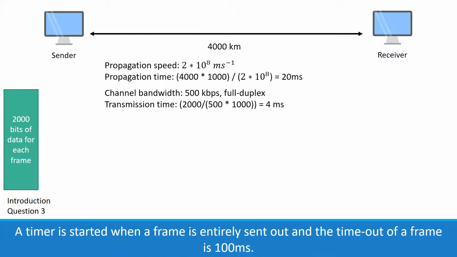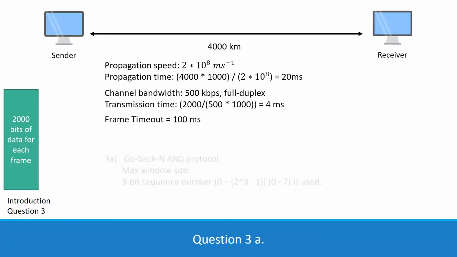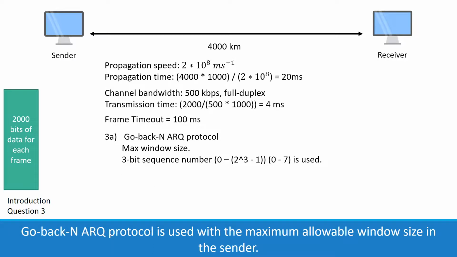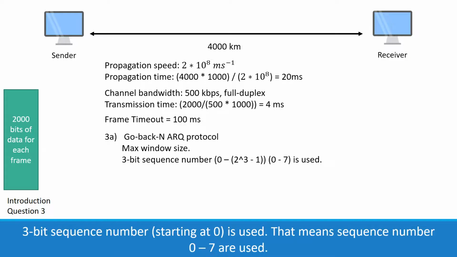A timer is started when a frame is entirely sent out and the timeout of a frame is 100 milliseconds. Question 3a. Go-back-N ARQ protocol is used with the maximum allowable window size in the sender. A 3-bit sequence number, starting at 0, is used. That means sequence numbers 0 to 7 are used.